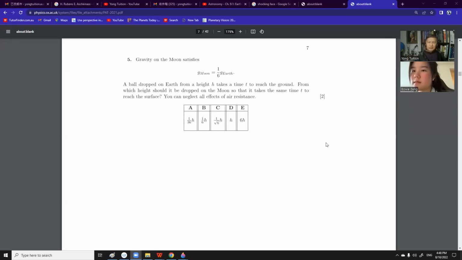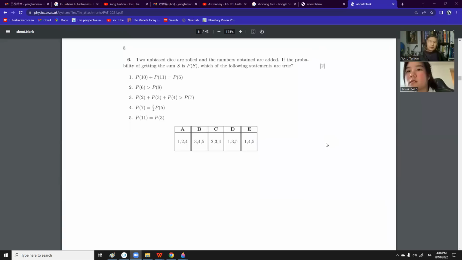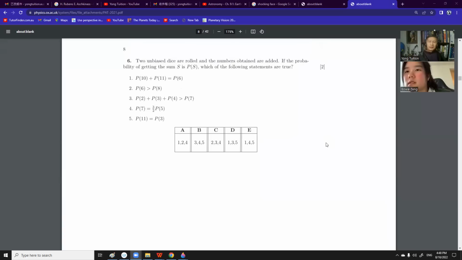So that is the next question. This is probability, I think, right? How's your statistics? We just tested on that. Good. Can you try? That is how to count the outcomes. Dice are rolled and the numbers obtained are added. The probability represents the sum of two numbers.